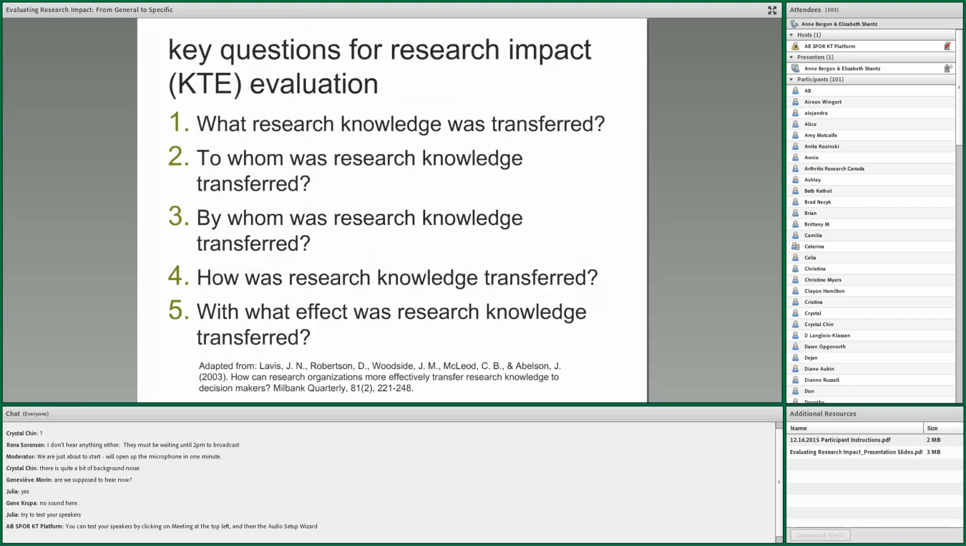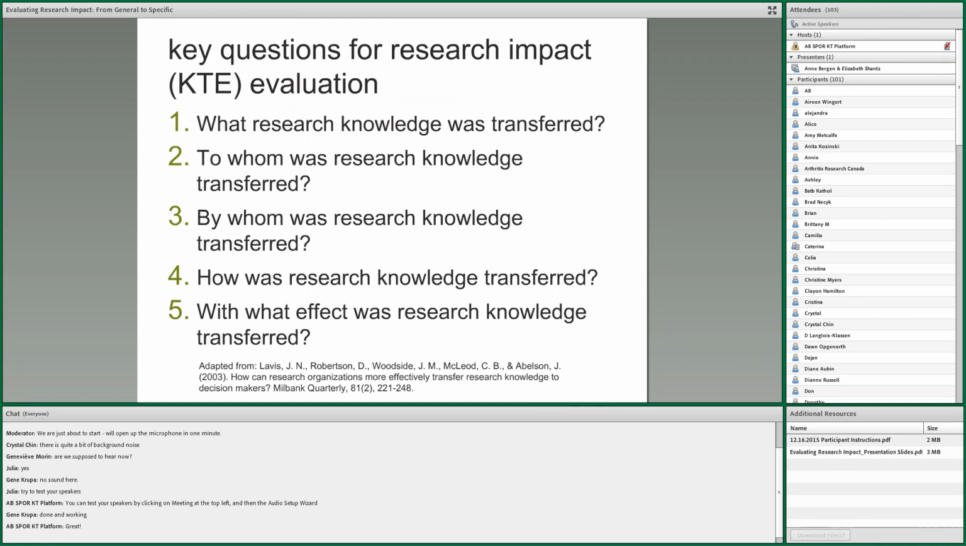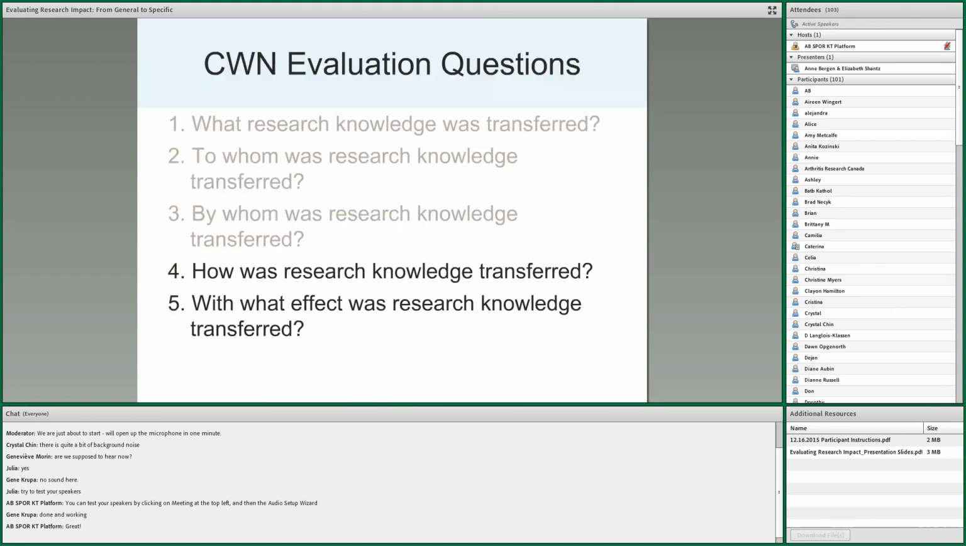So further to defining your research goals or your evaluation goals for evaluating research impact, I think that John Lavis has done a really great job of spelling out key questions for KT, which can be rephrased as key questions for research impact evaluation. So first, what research knowledge was transferred? To whom was it transferred? By whom was the research knowledge transferred? How was it transferred? And finally, with what effect was the research knowledge transferred?